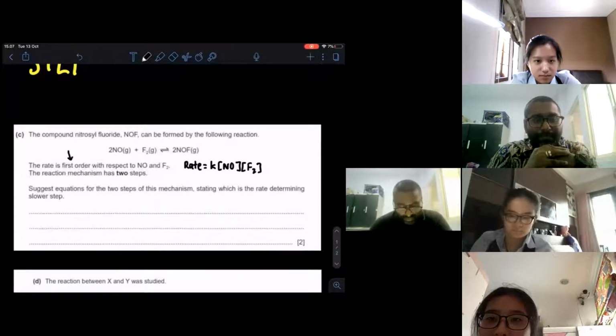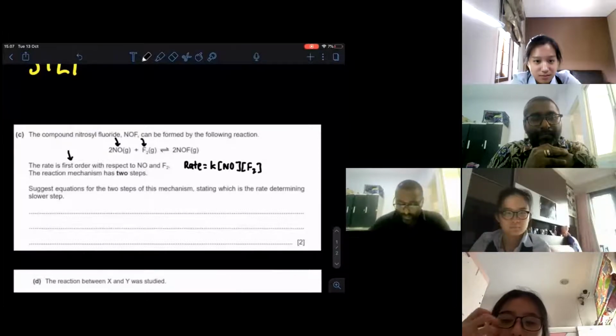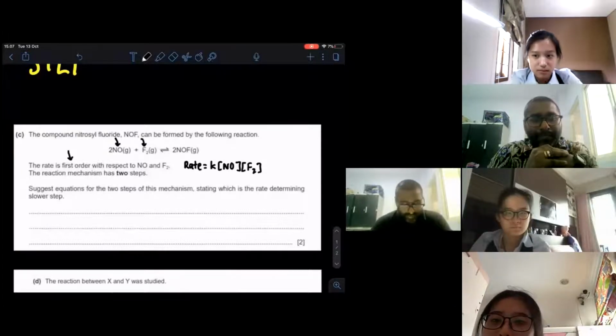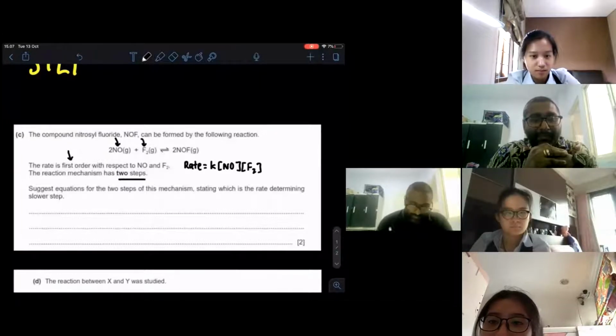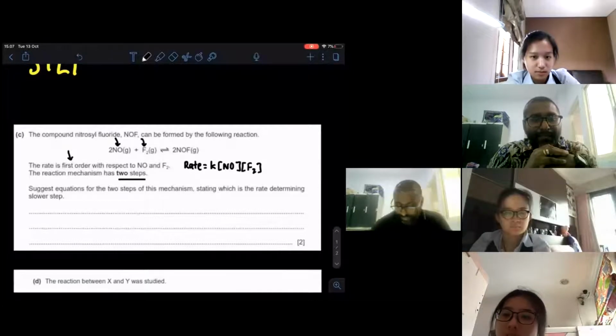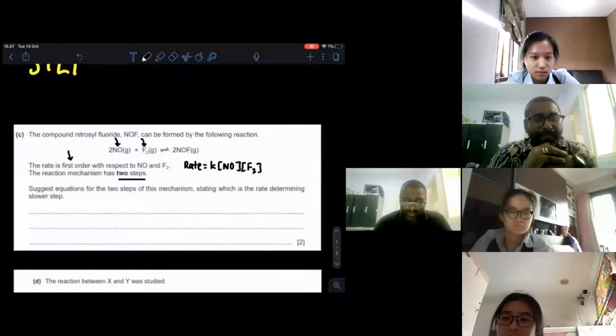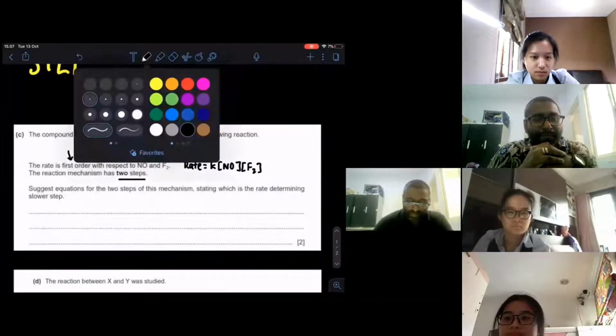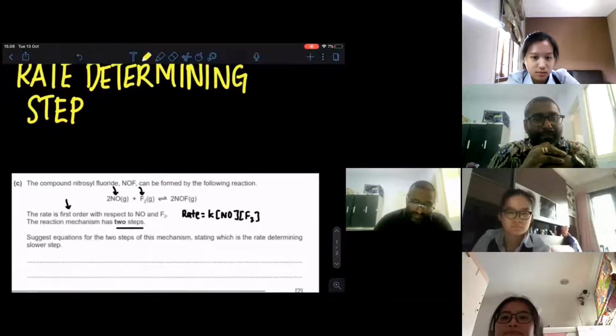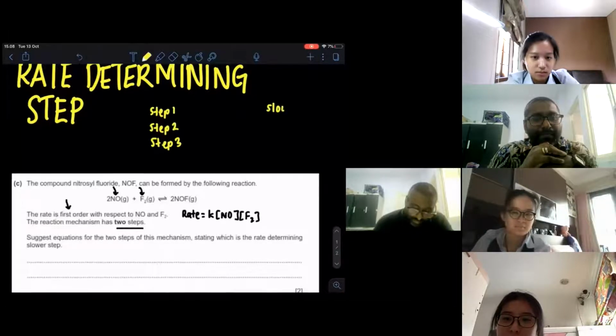Now, if you look at the equation, there are only two reactants, and both are inside the rate equation. If you want to suggest a mechanism for this reaction, they say the reaction has two steps, and they ask us to suggest equations for this two-step mechanism and tell which one is the rate determining step. Do remember, if you have multiple steps, step 1, step 2, maybe step 3, the first step is going to be your slowest step.